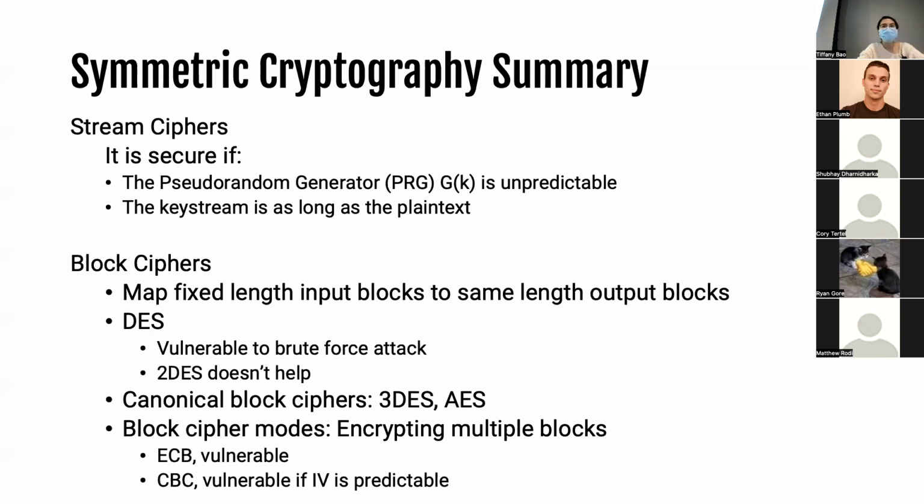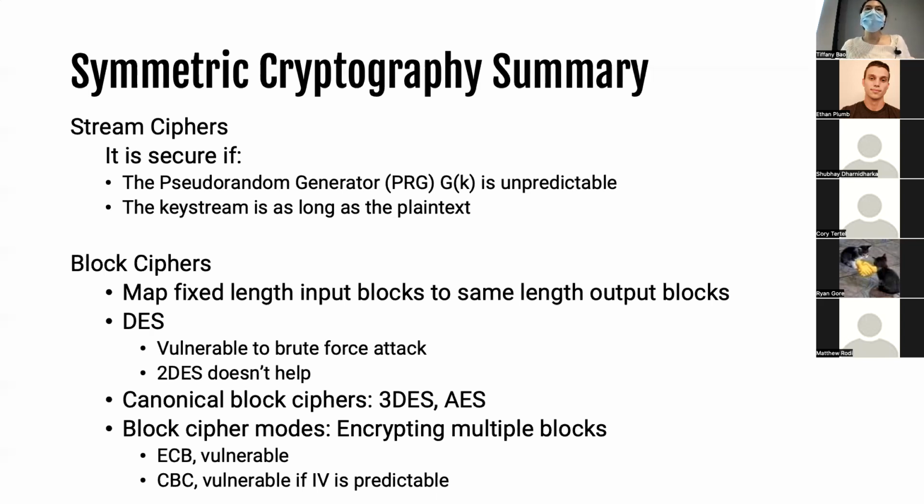And then we talked about how to put those blocks all together. We talked about ECB, electronic code book, which just does block-by-block encryption and concatenates the results. We know that it is not going to work. It is vulnerable. And then we talked about CBC.